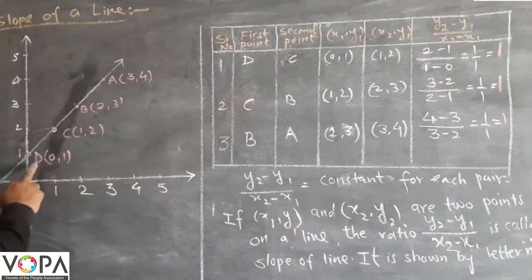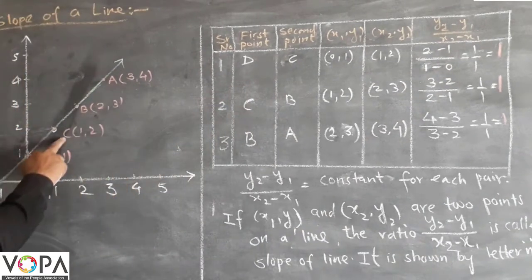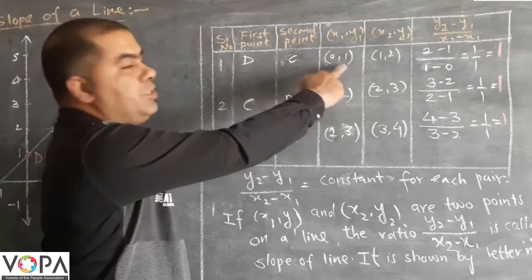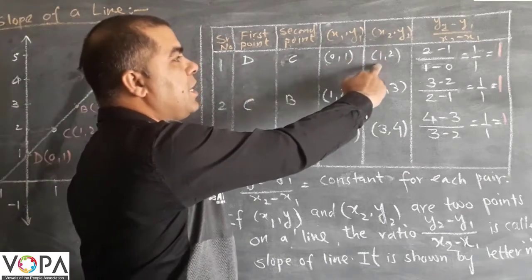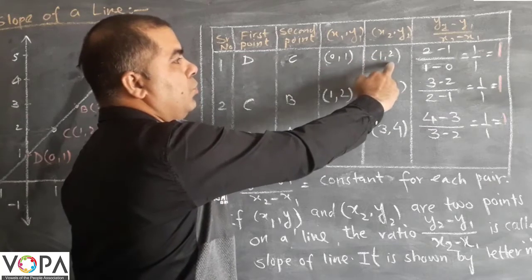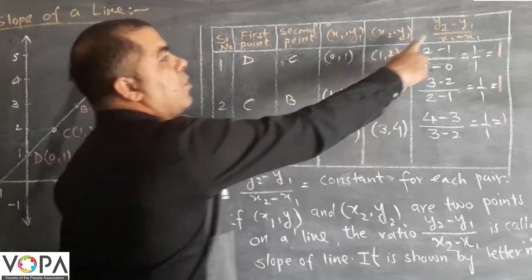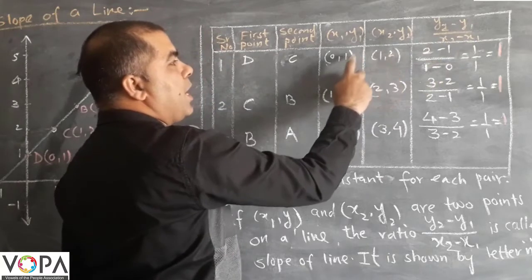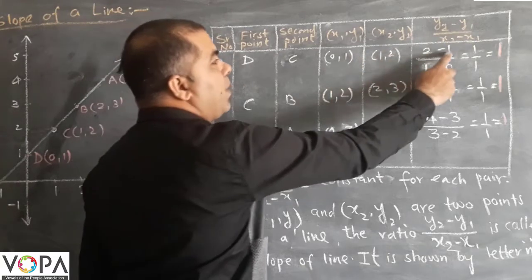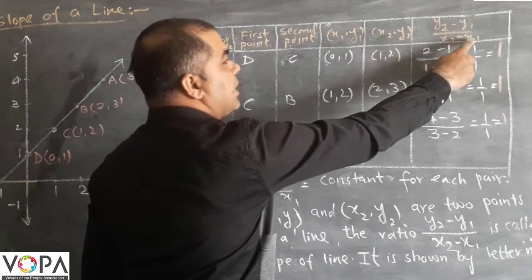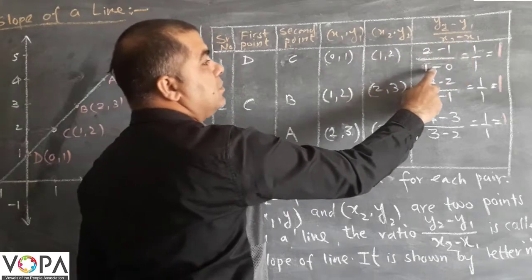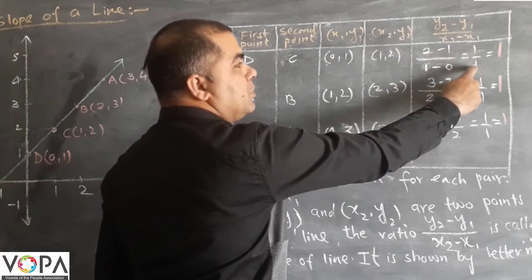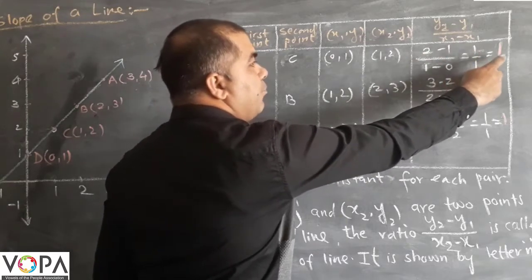Consider first point D and second point C. The coordinates of D are 0, 1 and C are 1, 2. Find y2 minus y1, that is y2 is 2 and y1 is 1, 2 minus 1, and x2 minus x1, that is 1 minus 0. 2 minus 1 equals 1 and 1 minus 0 equals 1. 1 upon 1 means 1.